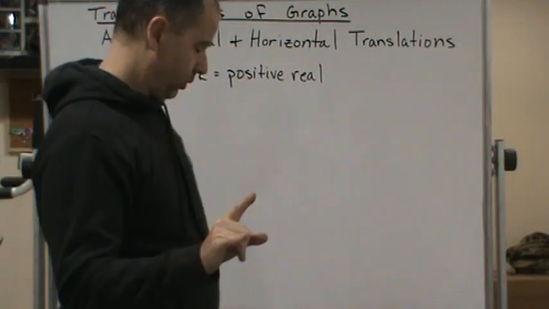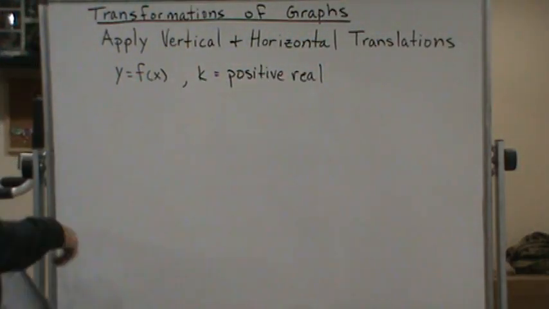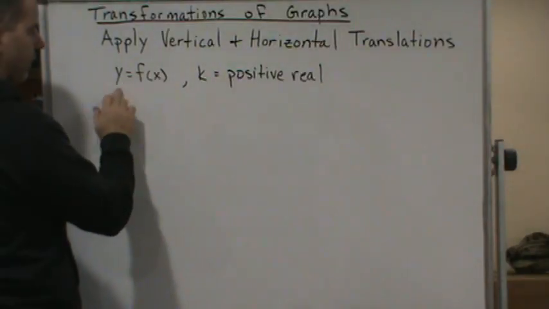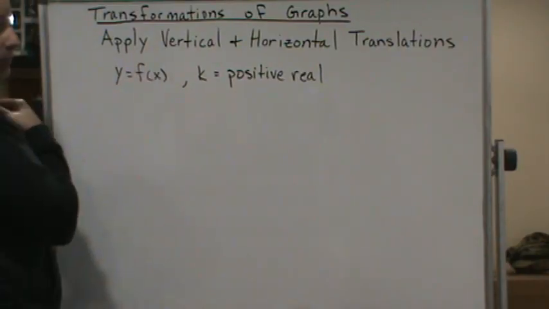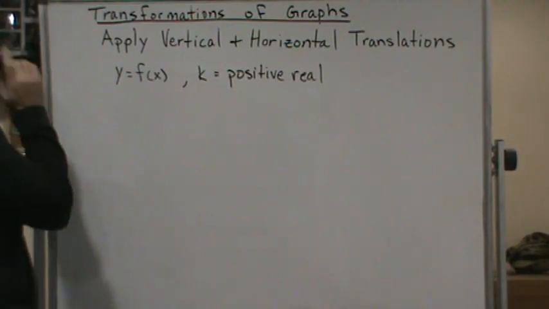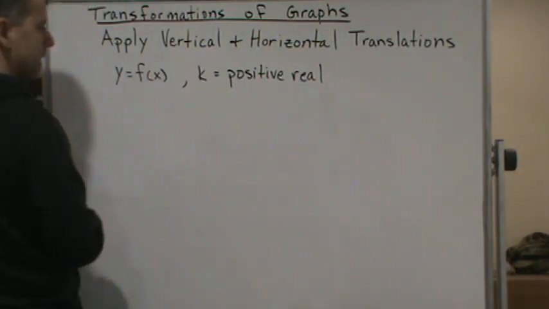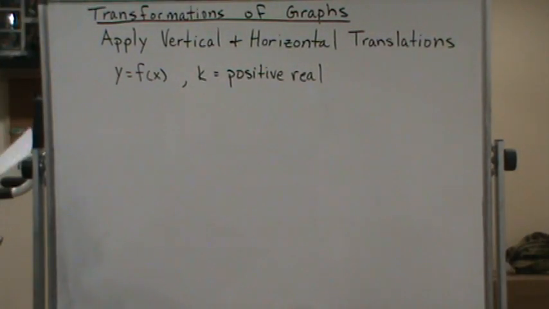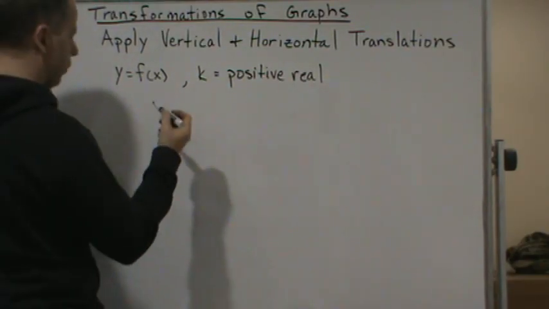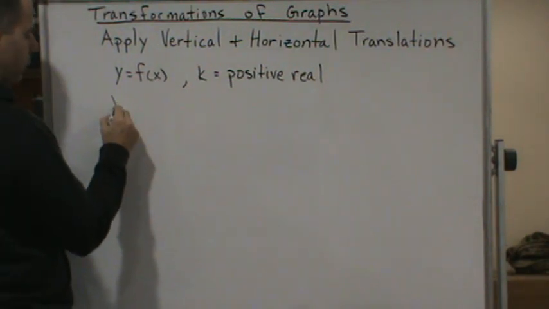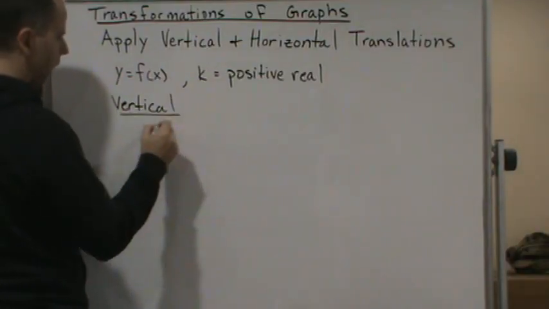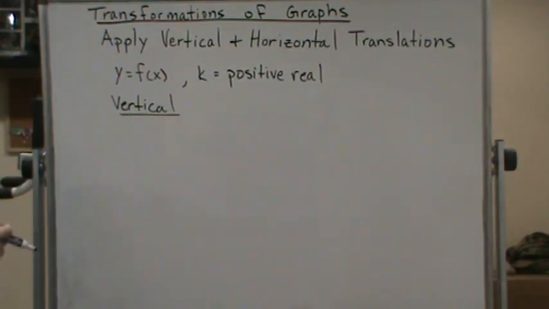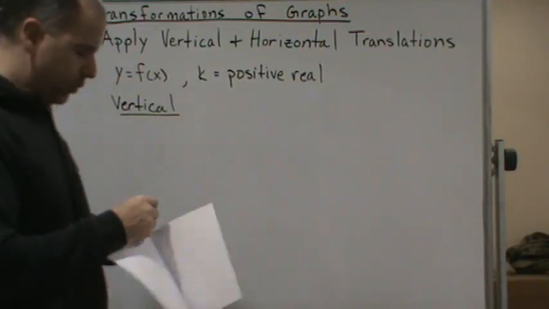The way we're going to do this is we start with, obviously, the function. Let's say this is one of our parent functions, one of those basic functions we showed you last time, and let k be some positive real number. So if we're looking at a vertical shift, a vertical translation, then what we're going to be doing is adding to y, or subtracting from y.